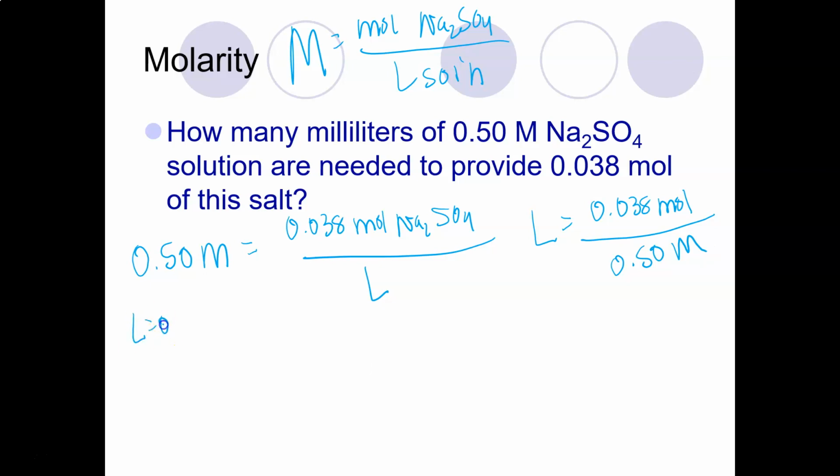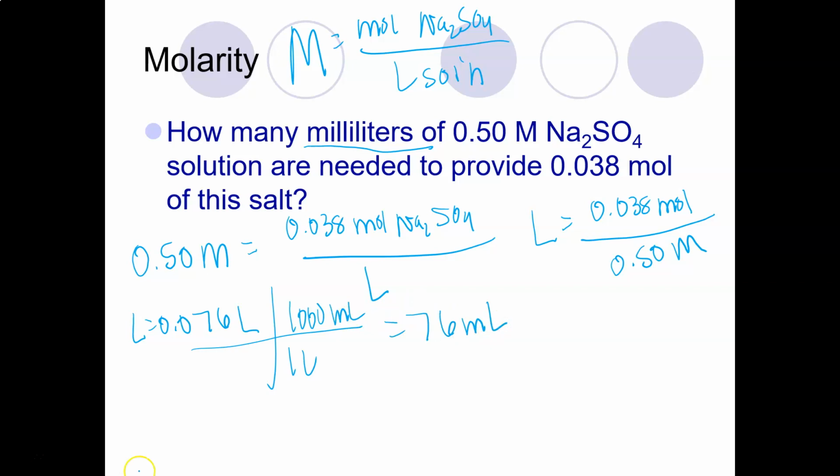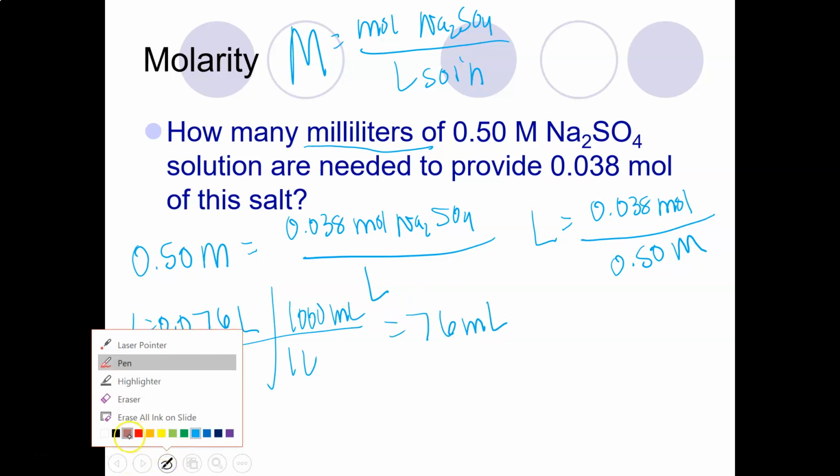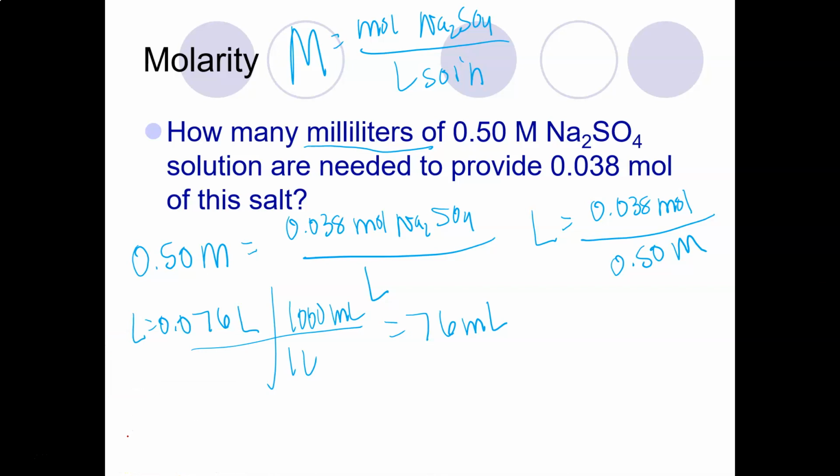So that is 0.076 liters. Now, is that my answer? It asks for milliliters. So I'd have to multiply by 1,000, and I get 76 milliliters. This might be a mistake, but I'm going to try to do the other way on the bottom.